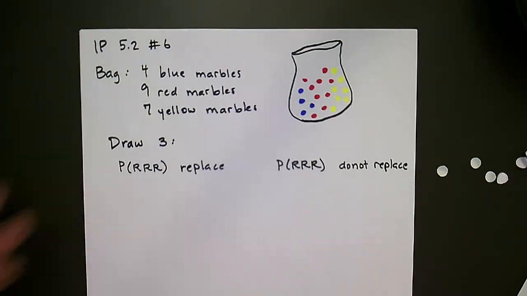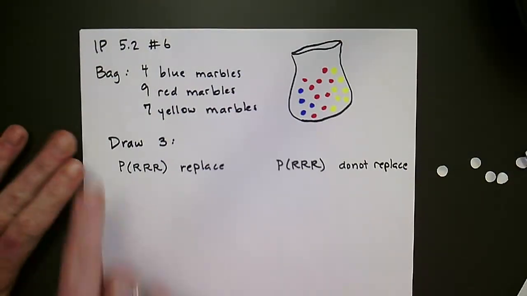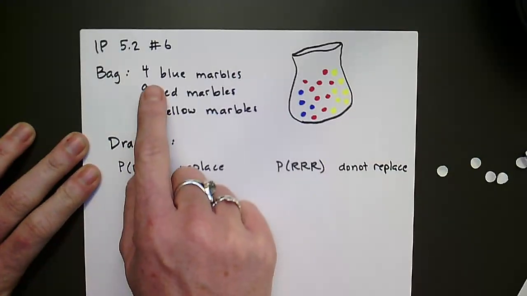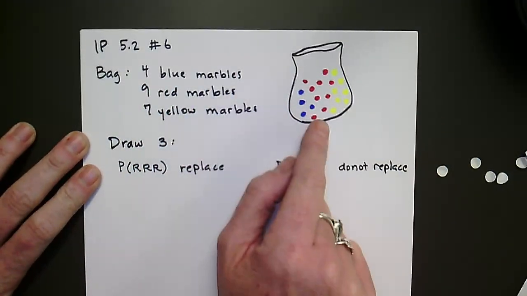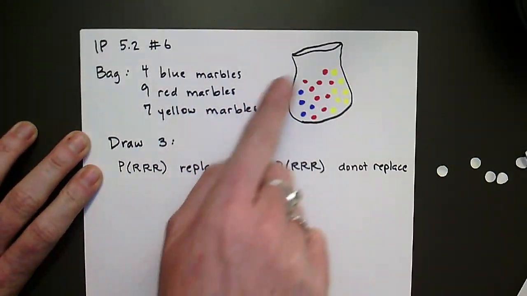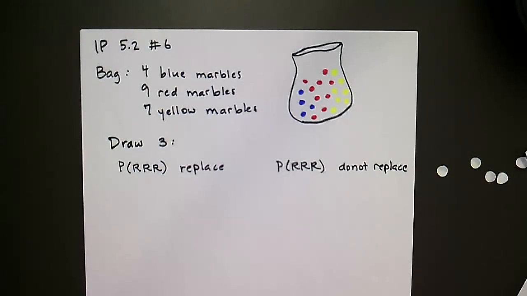All right, we're looking at independent practice 5-2. This is number 6. So we got a bag full of marbles. There's 4 blue marbles in there, there's 9 red, and there are 7 yellow. And if I counted right as I drew it out, it looks just like that.